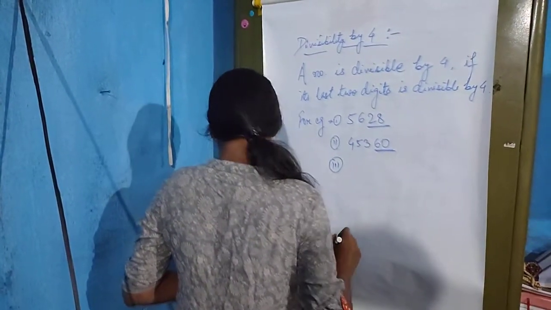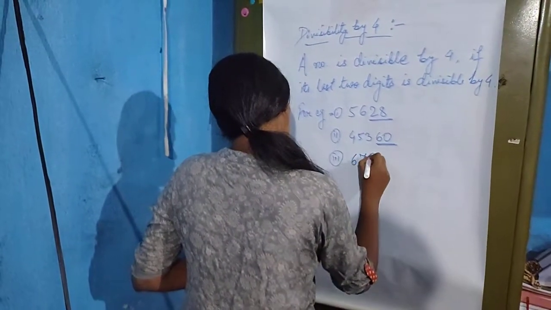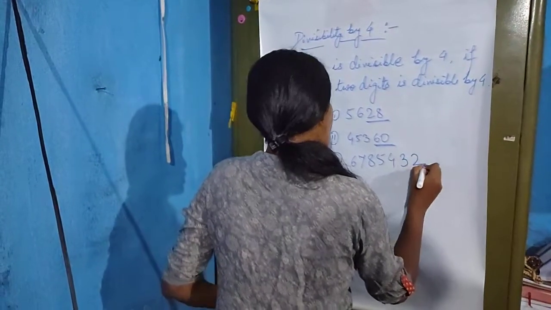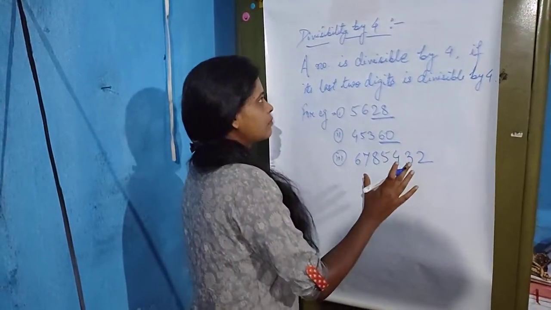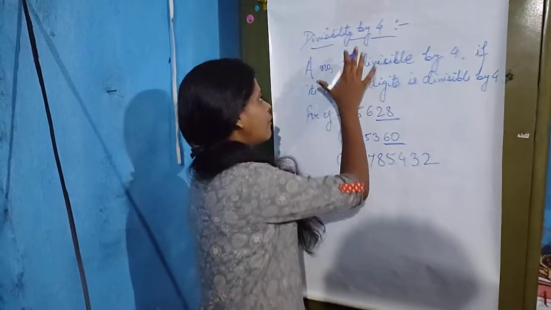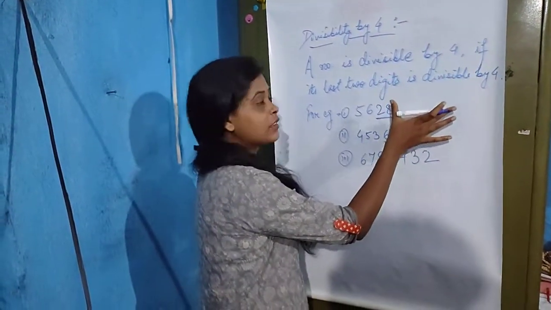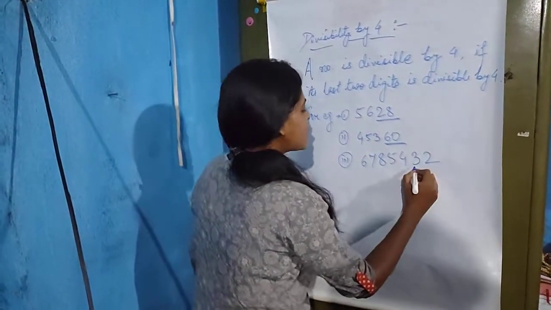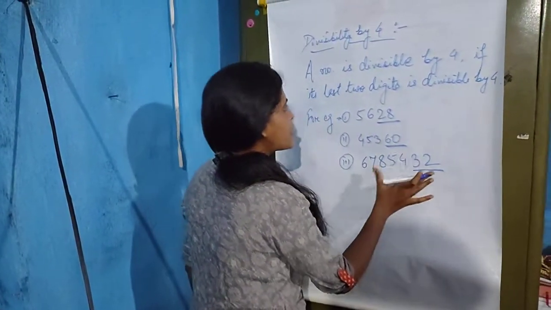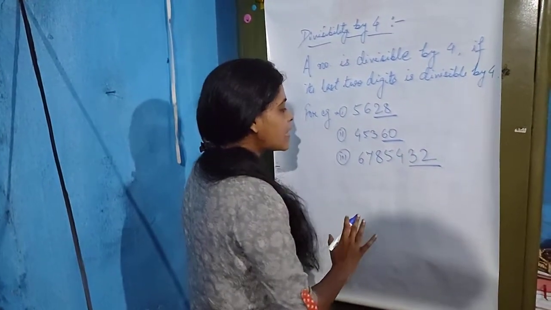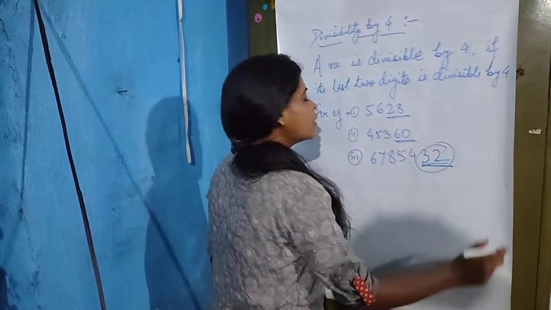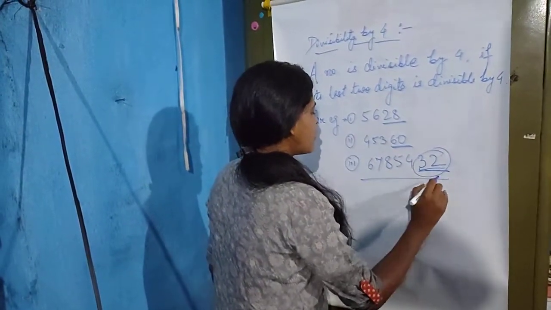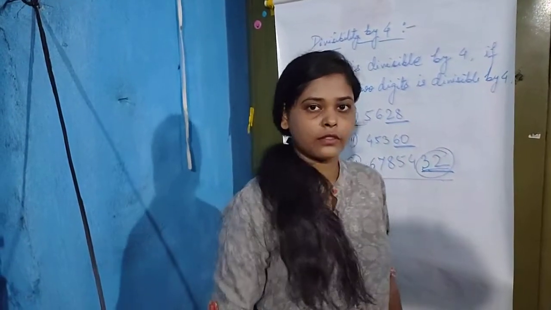Now let's see the third example. That is 6, 7, 8, 5, 4, 3, 2. See, this is the use of this shortcut: without solving the whole thing, you can tell by seeing only the last two digits whether this number is divisible by 4 or not. As you can see here in the question, 32 is divisible by 4. So that is why this number is divisible by 4.